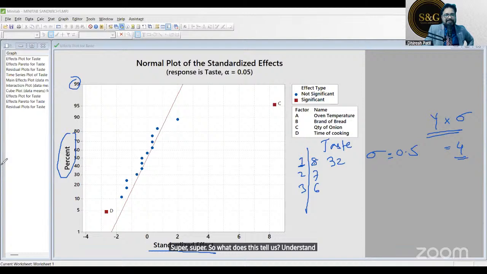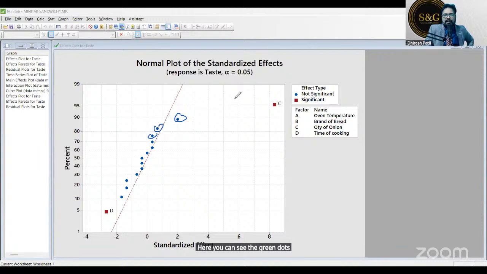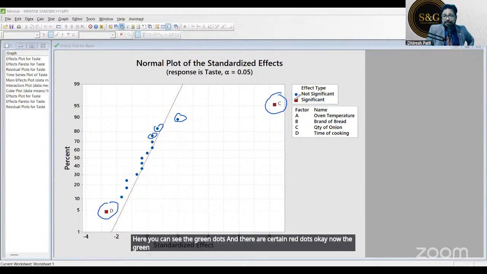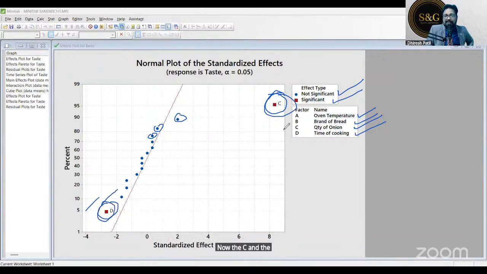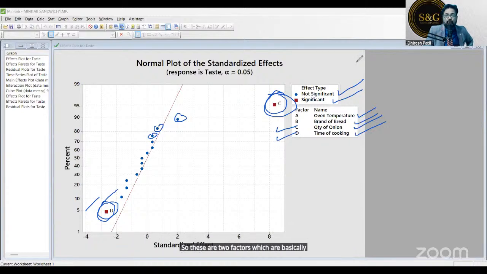Understand this, this is very, very interesting here. Here you can see the green dots and there are certain red dots. Now the green dots, or sorry, blue dots, are not significant and the red dots are significant. Now we have 4 factors here. Factor A is oven temperature, B is brand of bread, C is quantity of onion, and D is time of cooking. Now C and D are significant factors. So quantity of onion and time of cooking are the significant factors. So these are 2 factors which are shown in red.